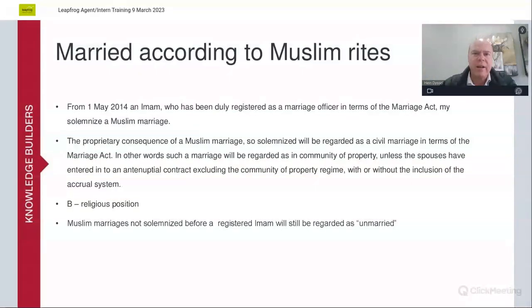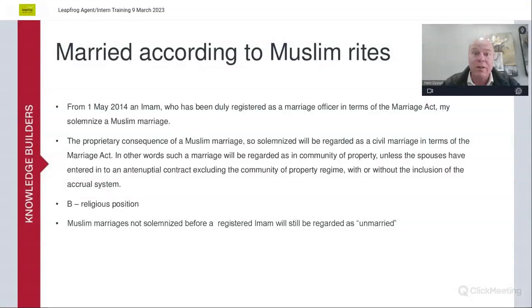So when we consult with clients and they say, hey, we are married according to Muslim rites, we'll say, right, great. Where's your marriage certificate? Where's the certificate that you got? If they provide us with a certificate that was provided by the church, the Muslim church, that was signed by the Imam, they're married according to Muslim rites, and it's considered unmarried. If they provide us with a copy of a Department of Home Affairs marriage certificate, then they are married either in or out of community of property.